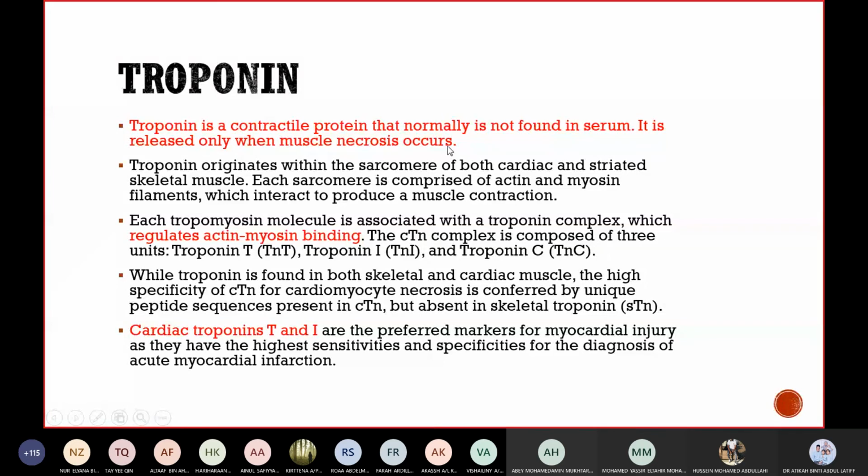Troponin originates within the sarcomere of both cardiac and skeletal muscle. Each sarcomere is comprised of actin and myosin filaments which interact to produce a muscle contraction. Okay, while troponin is found in both skeletal and cardiac muscle, the high specificity of cTn for cardiac myocyte necrosis is conferred by unique peptide sequences present in cTn but absent in skeletal troponin.